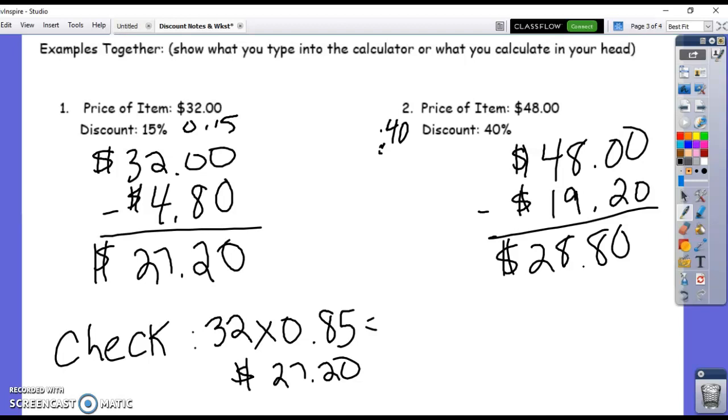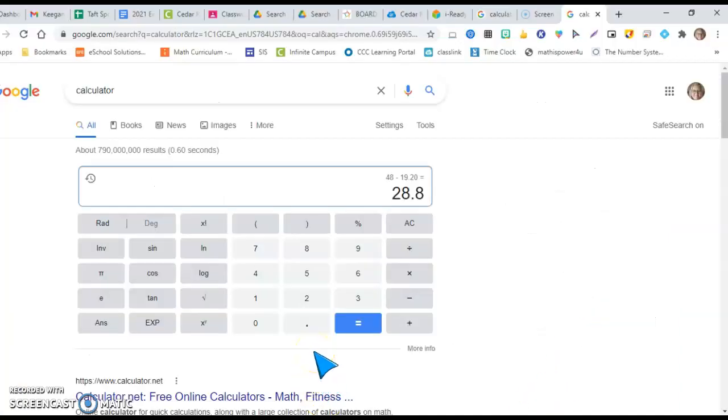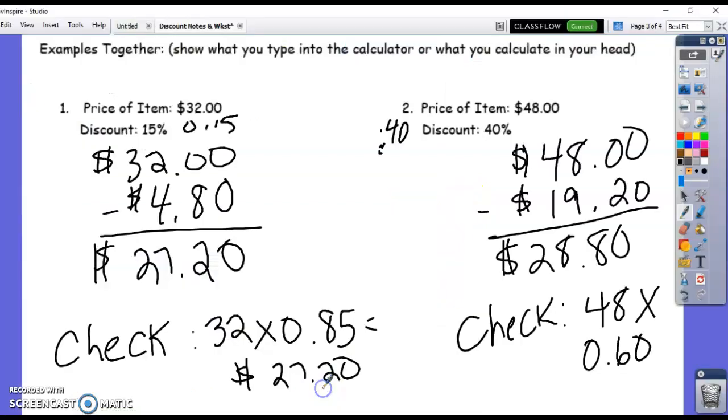All right, so to check it, I'm going to take my $48. I'm going to multiply it. My discount is 40%, so 100 minus 40 is 60. So the percent I pay is 60%. So I would write that as 0.6 or 0.60. Either way is fine. So let's go check it. So 48 times 0.6, and I get 28.8. 28.8. We're good to go.